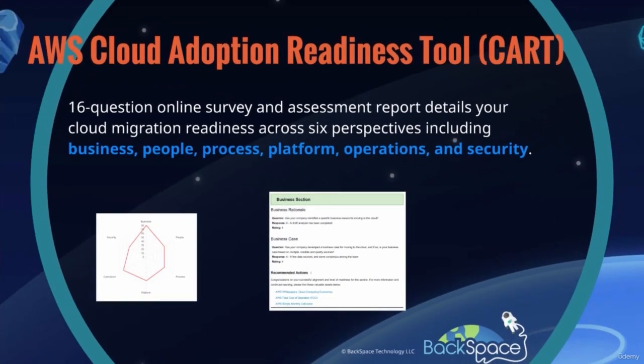Another good tool that you can use in the early stages of selling a migration solution to your senior management is to use the Cloud Adoption Readiness Tool, or CART for short. And this is a very quick online survey where you complete 16 questions, and then an assessment report will be generated for you. And that will detail your organization's readiness for a cloud migration across 6 perspectives. And those are business, people, process, platform, operations, and security.